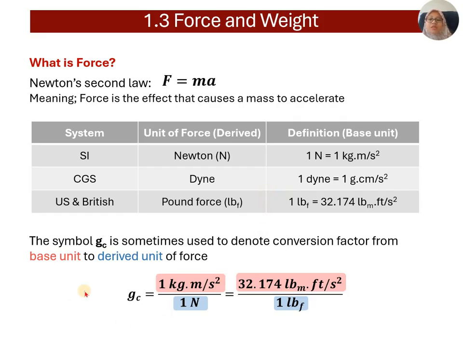The symbol gc is sometimes used to denote conversion factors from base unit to derived unit of force. So gc is equal to 1 kilogram meter per second squared over 1 Newton. This one represents the SI unit, and it is also equal to 32.174 pound mass feet per second squared over 1 pound force. This represents the US and British units.